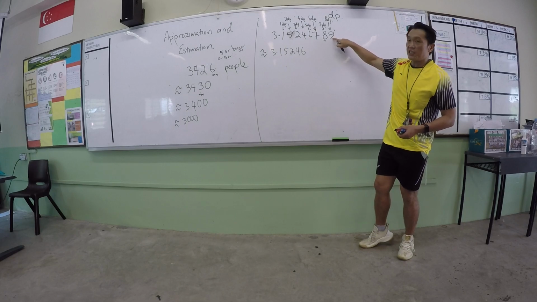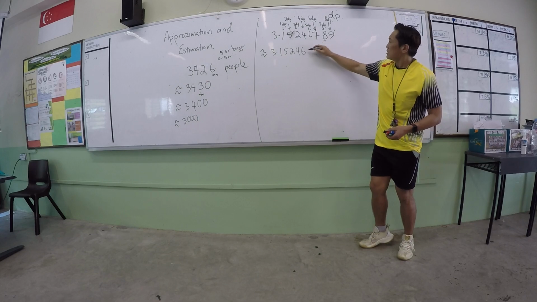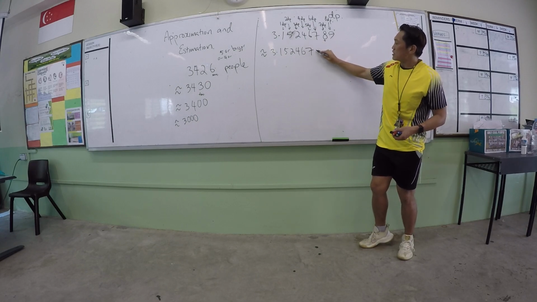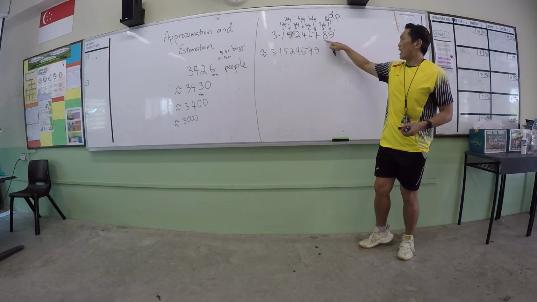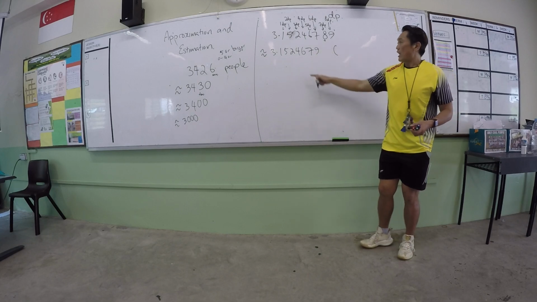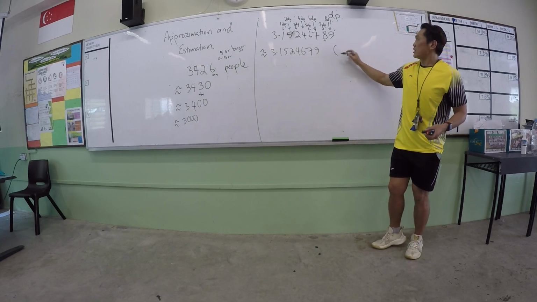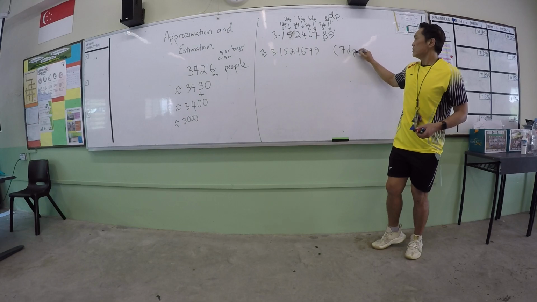Since it is 5 or larger, it means this number 6.7 is closer to 6.79 than 6.78. So I have to round up my 8 to 9. So this one is correct or exact until 7 decimal point.